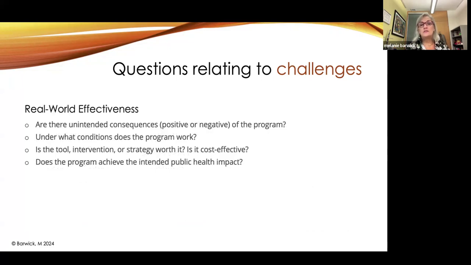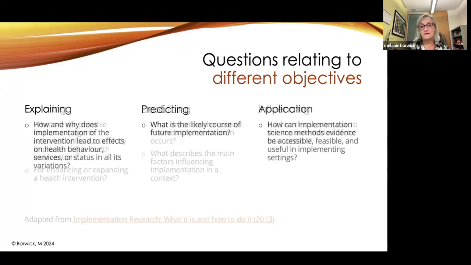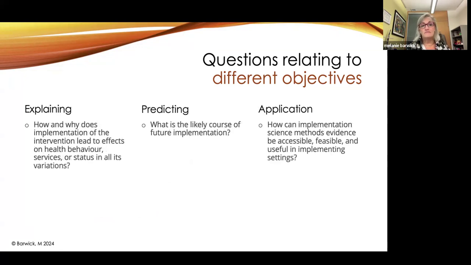And also opportunities to go outside your lab, to go outside much more controlled settings and say, can we do pragmatic trials out there in the real world and see how that works out? There might be questions relating to different objectives. What are the possible factors related to how well this goes? Describing context issues and describing health outcomes that are due to the implementation of the intervention and how that shifts. Explaining how interventions lead to effects, predicting what the future course of this implementation will have on the organization or on the recipients, and thinking about how to make implementation efforts for your innovation be accessible, feasible, and useful to these settings.